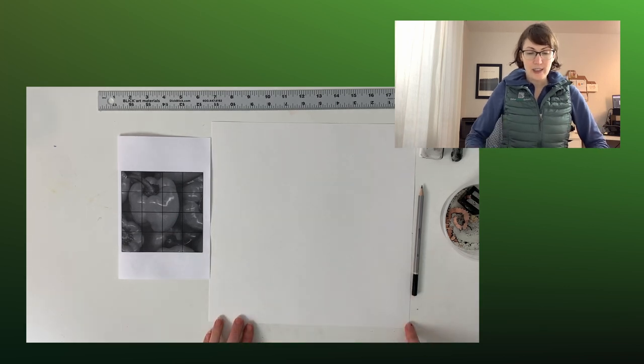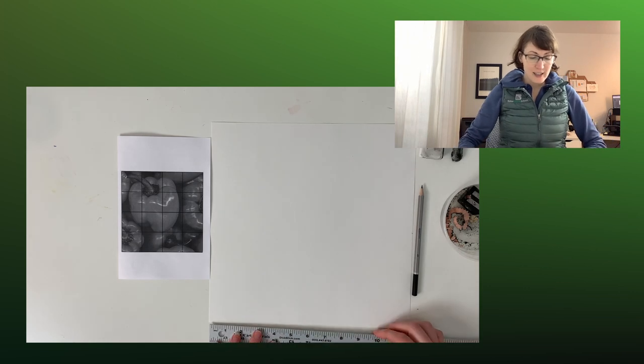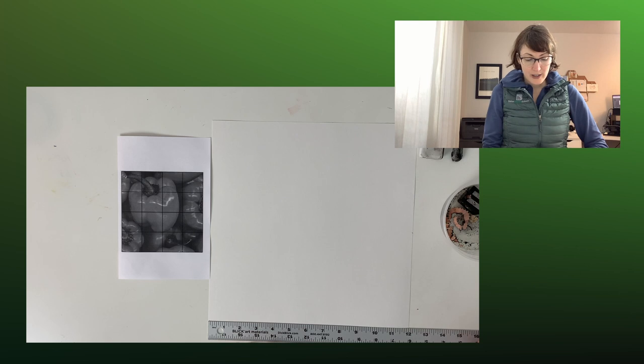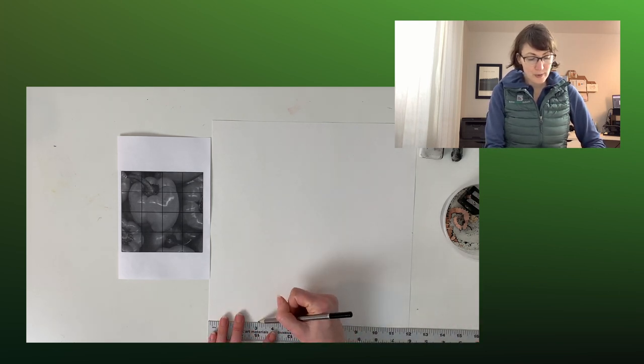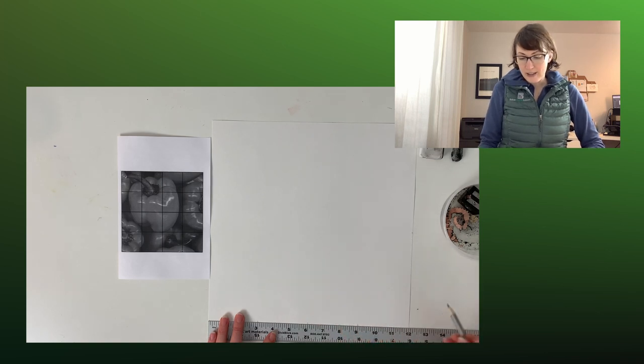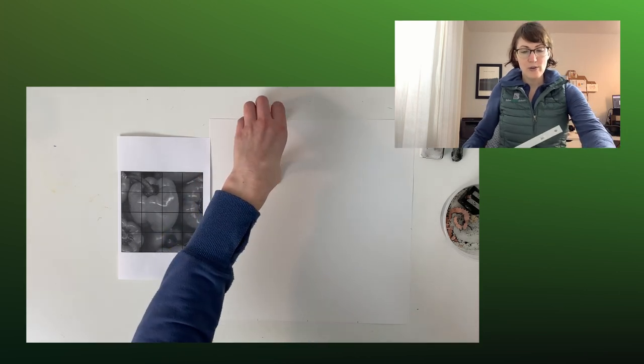So I need to divide this paper into 4 boxes by 4 boxes. Luckily, this is only 12 inches, which divides easily by 4. 12 divided by 4 is going to be 3. So I'm going to make a mark at the 3, the 6, and the 9, and then the edge is the 12. Let's do the same thing all the way around.